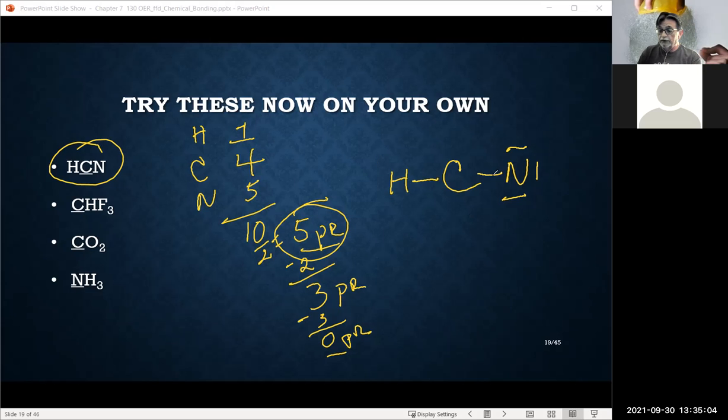So I still have 1, 2, 3, 4, 5 pairs of electrons, 5 lines. So I'm still good. All right. So all the valence electrons are out there. The central atom has been bonded to the other elements, which is hydrogen, nitrogen. Okay. Now I count the octet around the atoms.